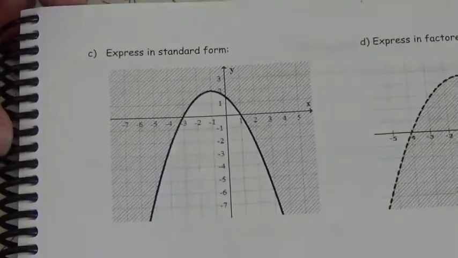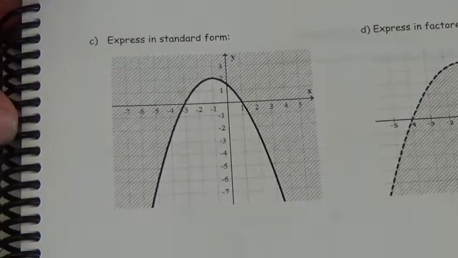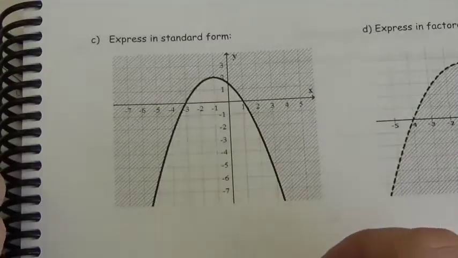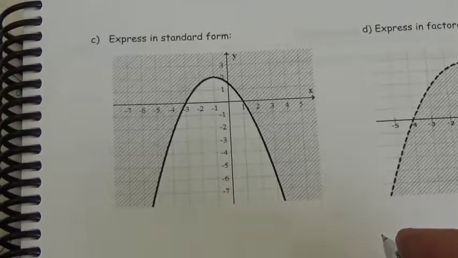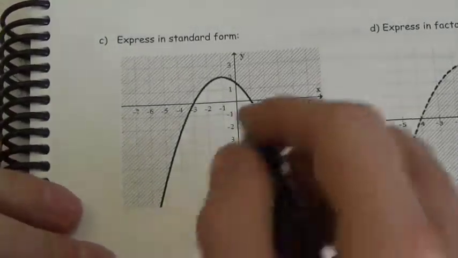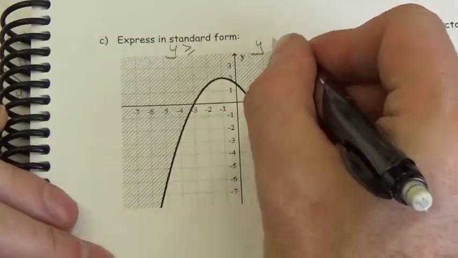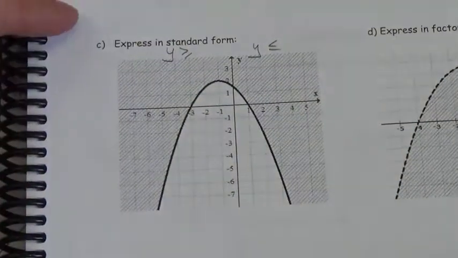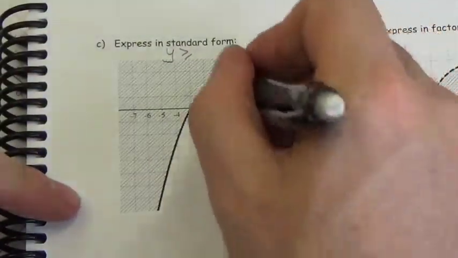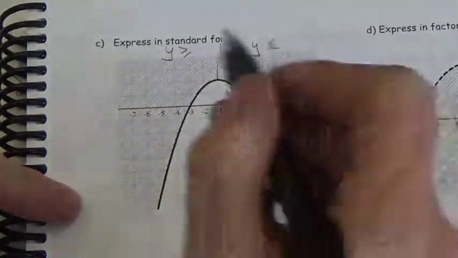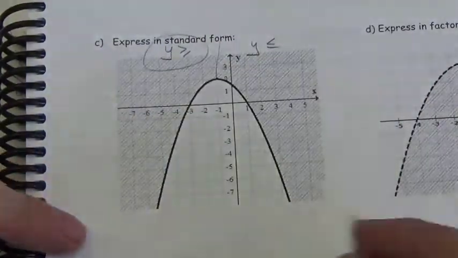Let's do another one. We want to express this one in standard form. Now this time maybe what I'll do here is go through vertex form. Why not? First of all, notice that it's a solid line, so I know it's going to be y is greater than or equal to, or y is less than or equal to something. If I look at the vertex and which way it's shaded above that vertex, I know it's going to be y is greater than or equal to.